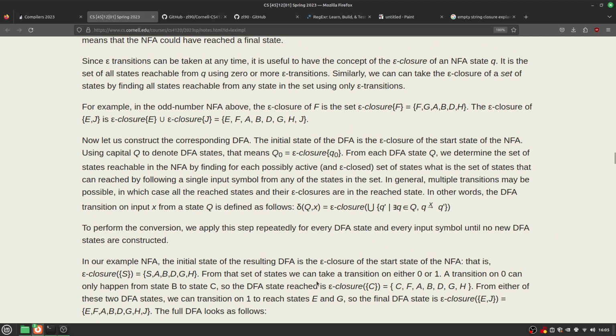From that set of states, we can take a transition on either 0 or 1. A transition on 0 can only happen from state B to state C. So the DFA state reached is a closure from either of these two DFA states. We can transition on 1 to reach states E and G. So the final DFA state is a closure of E and J.